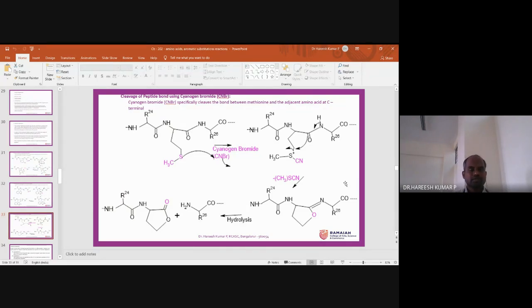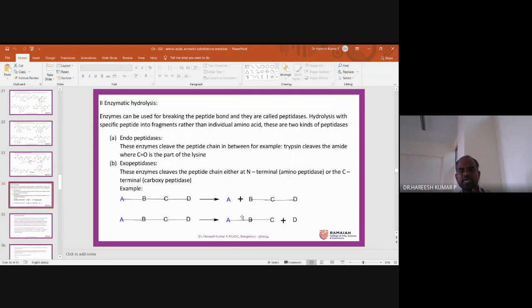These are all about chemical methods of peptide bond cleavage. Now I will go to the enzymatic method of cleavage. That means here enzymes are used to cleave the peptide. Enzymes can be used for breaking the peptide bond, and they are called peptidases.